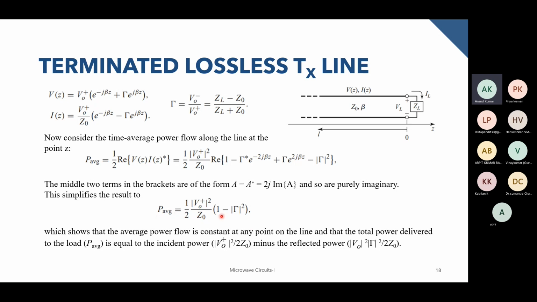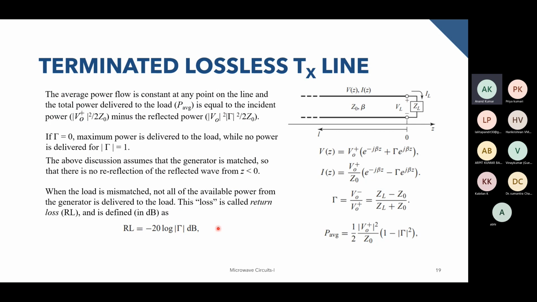We can see that this term represents the incident voltage, and if you multiply gamma with V naught, it is actually the reflected voltage. So the average power is basically the incident power minus the reflected power.